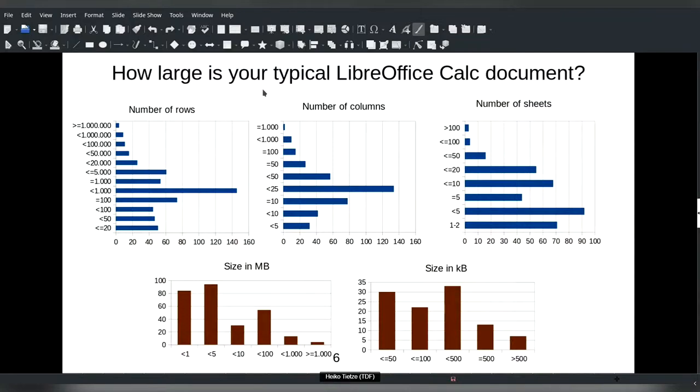So these graphs show the most common data sizes reported by participants of our survey. The most common file sizes, as we can see from these graphs, are under 5 megabytes or under 1,000 rows of data. However, some people report using Calc with rather large data sets, such as over 1 million rows or about 1,000 megabytes.